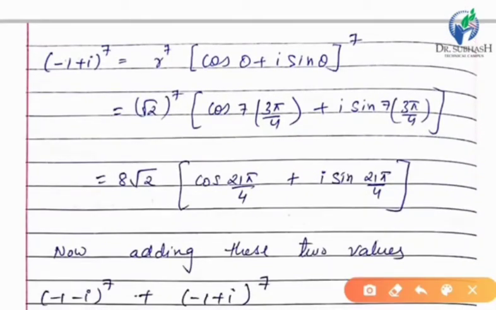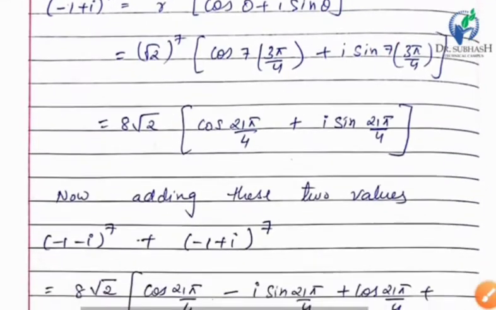(-1 + i)^7 = r^7 (cos θ + i sin θ)^7. According to De Moivre's formula, we can put this 7 here on both sides. Now (√2)^7 will be 8√2, and this will become cos(21π/4) + i sin(21π/4).